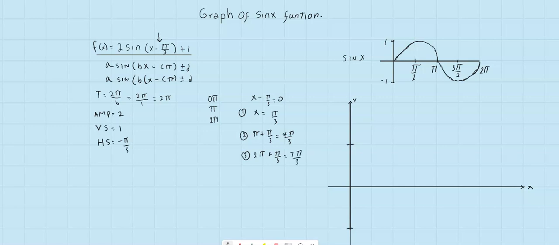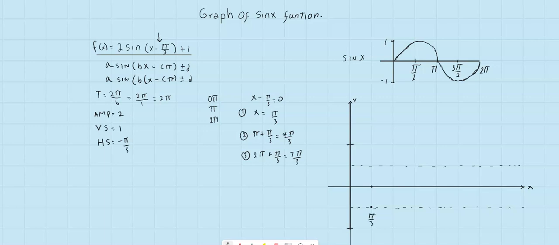Okay, we can come over here. We know that our amplitude is 2, but it's going to be shifted 1 up. Let me just write this right here for reference. You don't have to do it, but it's helpful to know. It's shifted 1 up. So now I need to move this pi over 3, because that's my 0. Let me write it down here. This is going to be pi over 3.